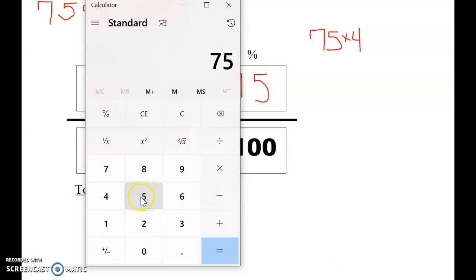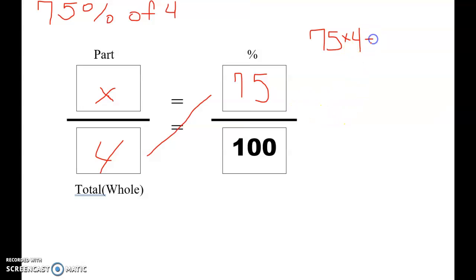Now, you see I'm using a calculator. You all use a calculator. If you do not know what 75 times 4 is, use a calculator. So I multiplied 75 times 4. Now, what do I do now? Well, I still have a number left over that I need to do something with.